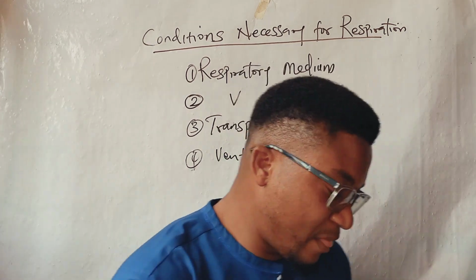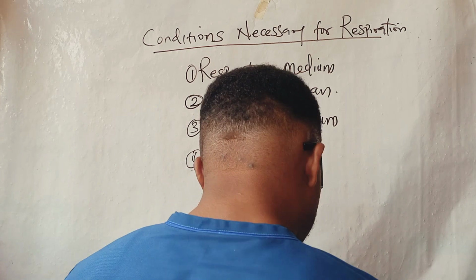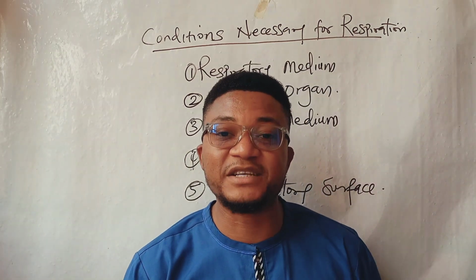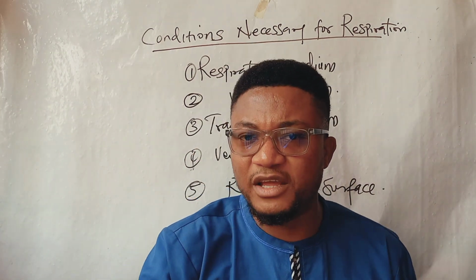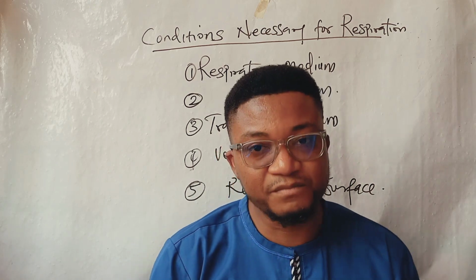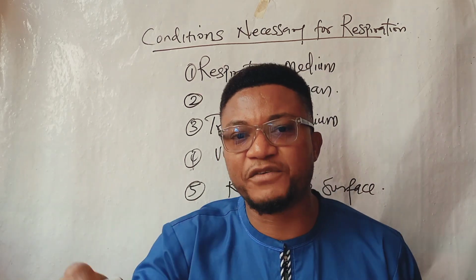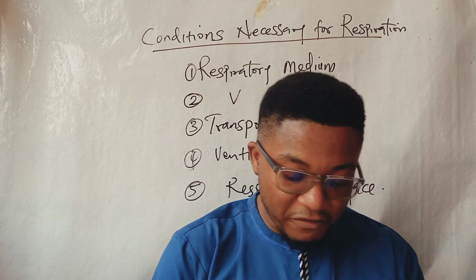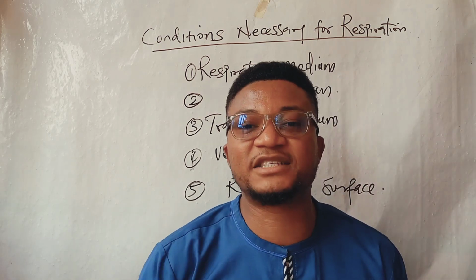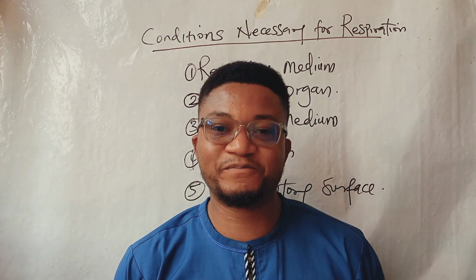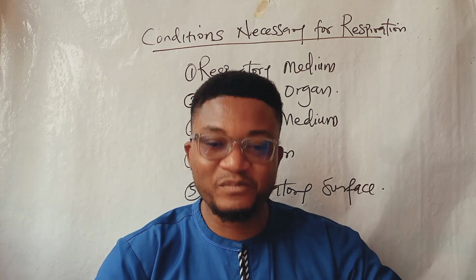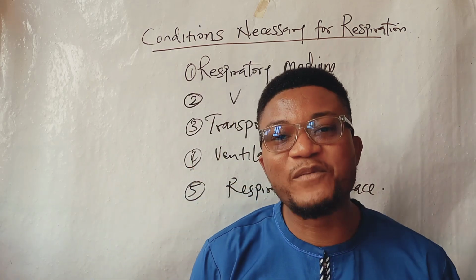Now the final is the respiratory surface. The respiratory surface is the definite surface of the body where the respiration will take place. This surface can be the definite surface of either the lungs or the gills, where gaseous exchange will take place.